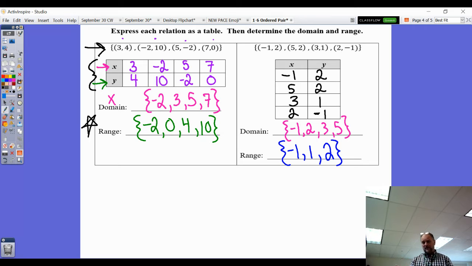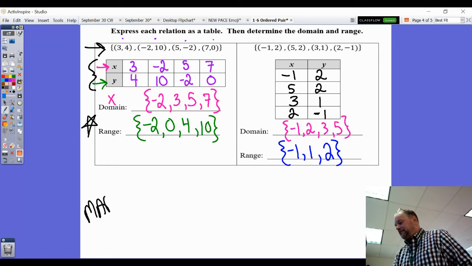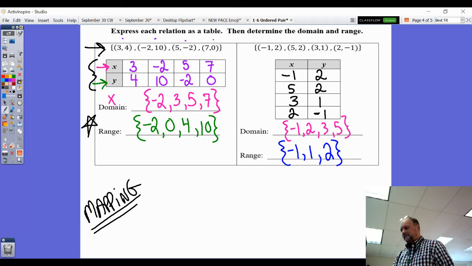The problem with listing your domain and range like this is you don't know how each number relates to the other. When you pull those values out of the coordinate pairs or out of the table, you no longer know what matches up with what, which is why we use what's called a mapping, M-A-P-P-I-N-G.